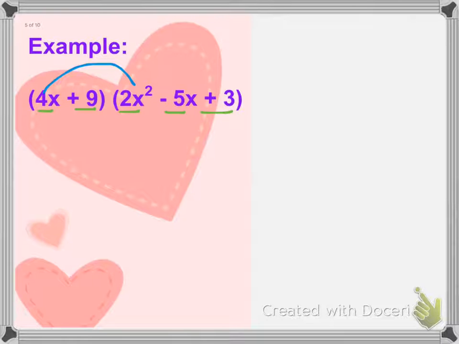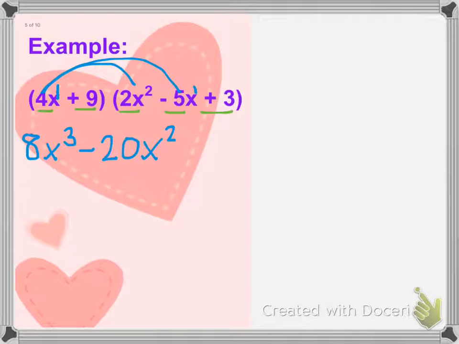So 4 times 2 is 8. And then this is 1x plus 2 more gives me x to the third. Then I go here. 4 times negative 5 is negative 20. And I have 2 x's, so x squared. Then I have to keep going because I have another term I haven't hit yet. So 4 times 3 is 12. And I just have the single x from the first time.